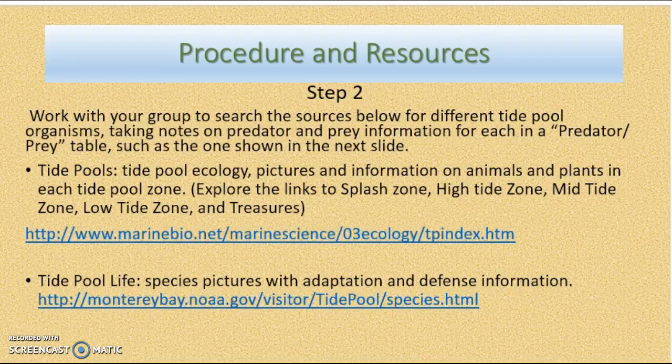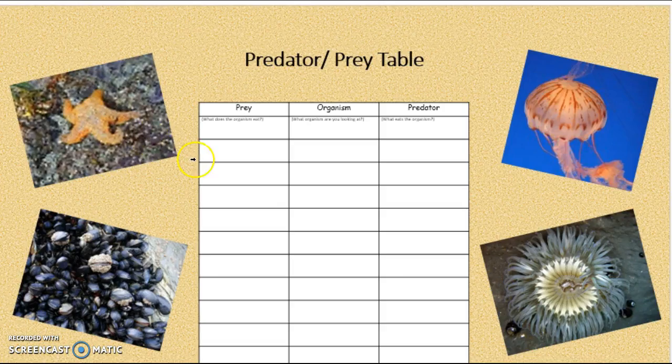predator and prey table. And so here is the example of the predator and prey table. So you've got 3 columns: prey, organism, and predator. So essentially what you're going to do is you're going to be looking at one organism. Say you looked at a sea star. You would put it here, ochre sea star. And then you're going to say, what eats it? A predator to this animal. And you would write it there. And then you would say what this eats right here, the prey of this organism right here.